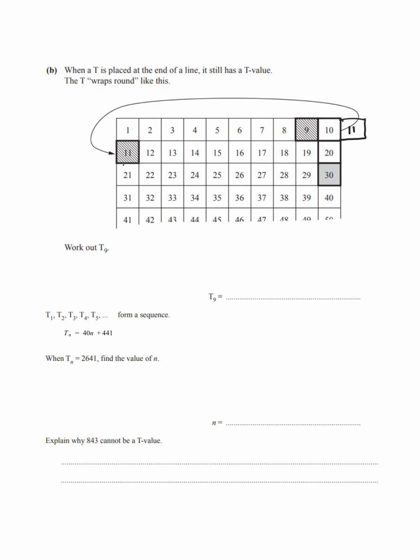So T9, therefore, using the same method as before, should be 30 squared minus 9 times 11. And that comes out as 801.